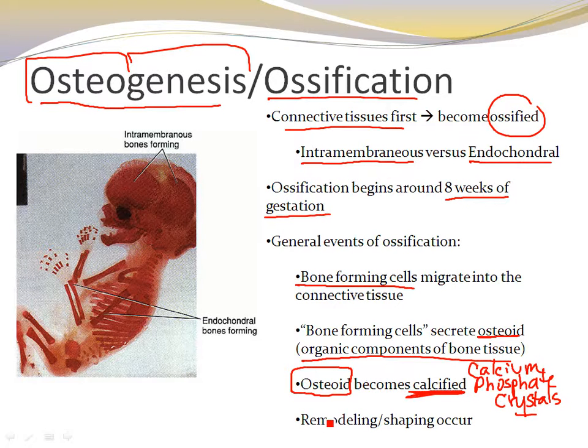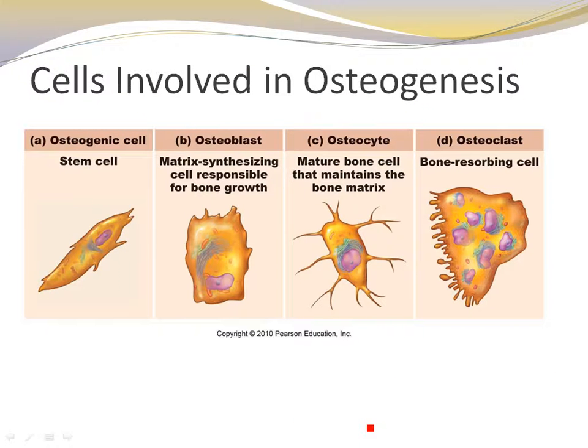After that, bones have to be shaped. So we just learned about how long bones have epiphyses and diaphyses. A lot of that shaping that takes place is called remodeling, the carving of the actual shape. And there are cells that have to do that job as well. I'm going to remind you about these cells that are involved in osteogenesis. Dr. Pradhan mentioned these, though. These three types are related to each other.